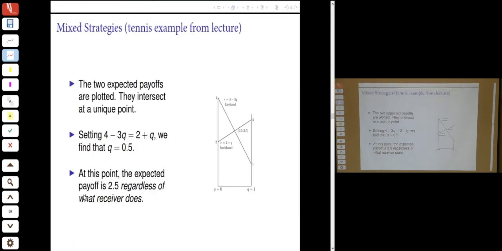Similarly, from the point of view of the other player, you do the same thing. Suppose he mixes his strategies with probability q and 1 minus q. So for each strategy by the first player, you now look at the expected payoff of the second player. So these will again be two straight lines in q, and then these two straight lines will intersect at a certain point. So you solve for the intersection point in q, and at this point the expected payoff for the current player is again the same irrespective of what the opponent does.